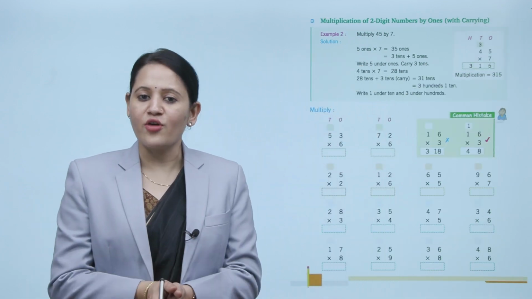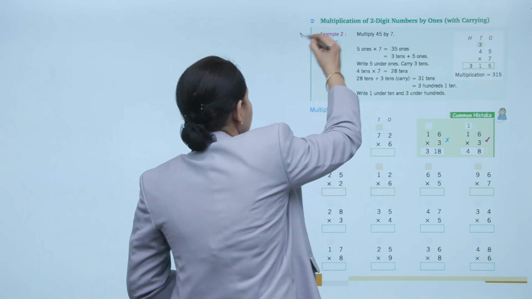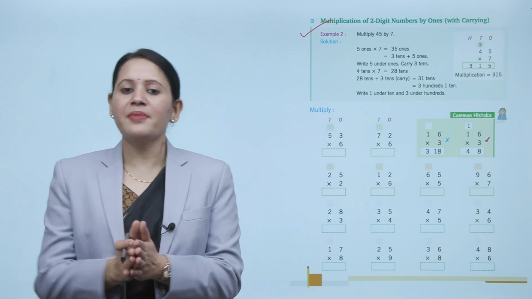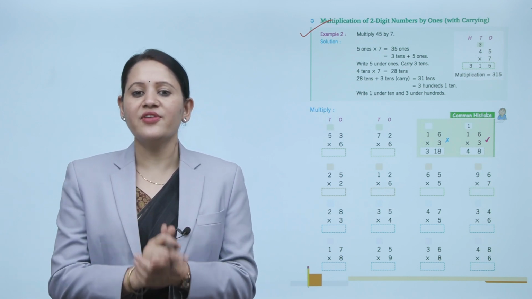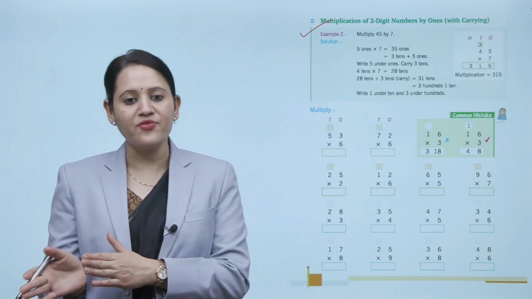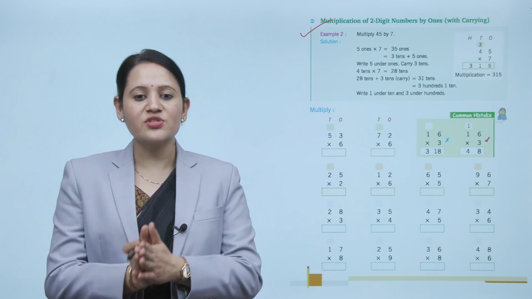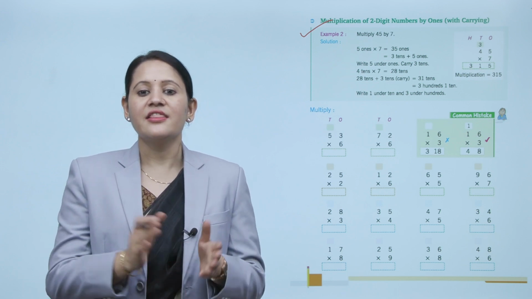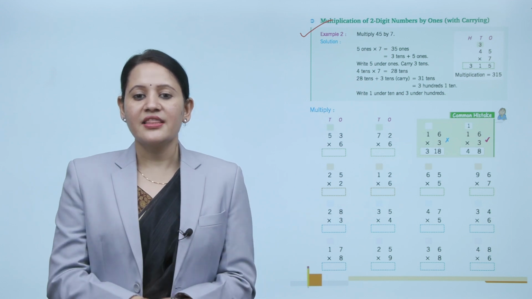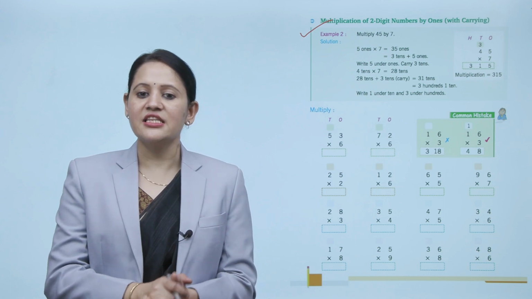Next, multiplication of 2 digit number by ones with carrying. Multiply 45 by 7. So 5 ones into 7, that is 35 ones. Write 5 under ones, carry 3 tens. 4 tens into 7, that is 28 tens. 28 tens plus 3 tens, that is 31 tens. Write 1 under tens and 3 under hundreds.